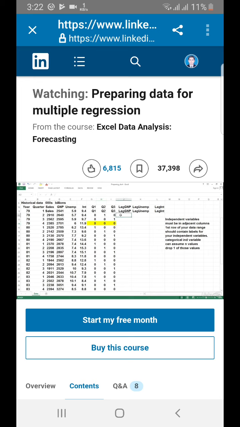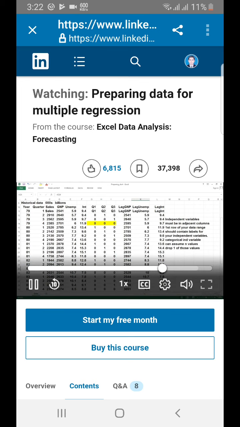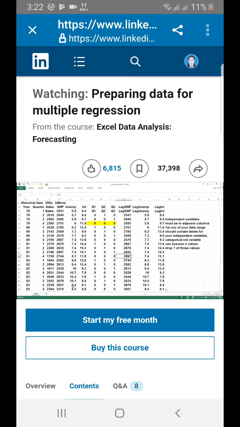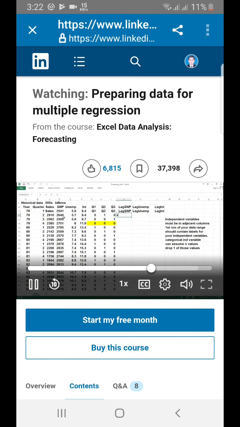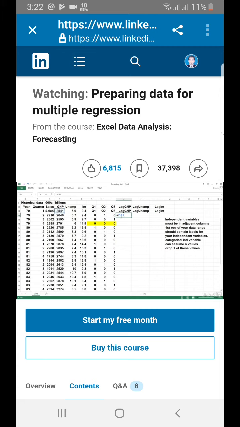Now I can create the lagged GNP quarter. The unemployment rate is what it was last quarter. So I say equals D11, going up 1 row. Copy that across, I get lagged unemployment rate and interest rate.